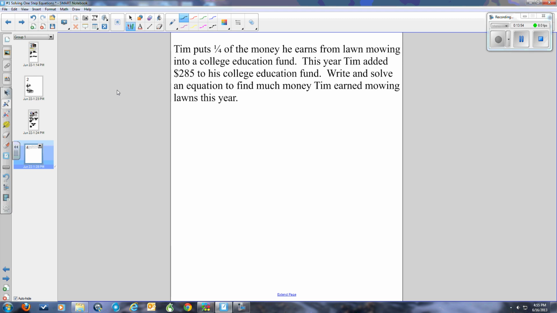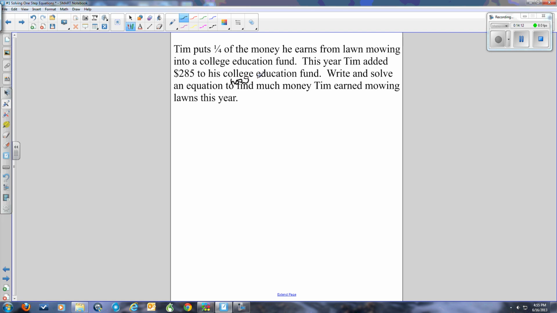Tim puts 1/4 of the money he earns from lawn mowing into a college education fund. This year, Tim added $285 to his college education fund. Write and solve an equation to find how much money Tim earned mowing lawns this year. Okay, so let's say that M is the money earned. He puts 1/4 of that money into his college education fund. So if we took 1/4 of the money earned, that would be the same thing as saying 1/4 times M. And we know that the amount that he put into his college education fund was $285.